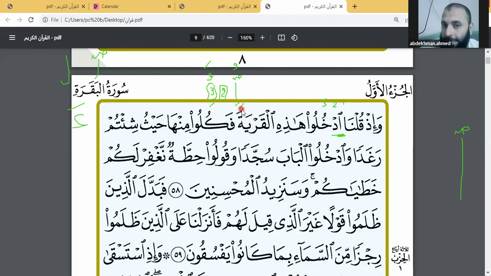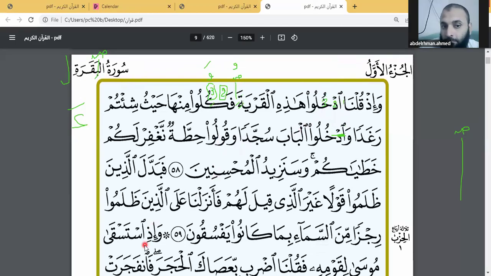It will be u or e. Give me some examples. Here, this one. The third letter has dhamma. So how can I start from here? That's if you started from Hamzat al-Wasl. We are talking about Hamzat al-Wasl. If I told you start reading from here, at the beginning of the sentence, Hamzat al-Wasl, here we will say udkhulu. Why u? Because the third letter has dhamma. Udkhulu, udkhulu.